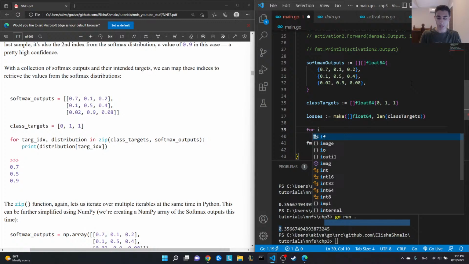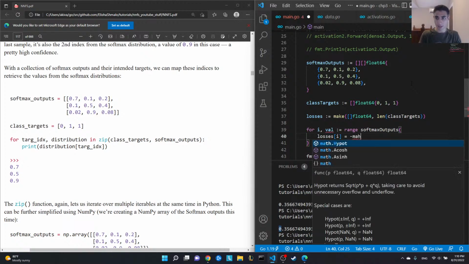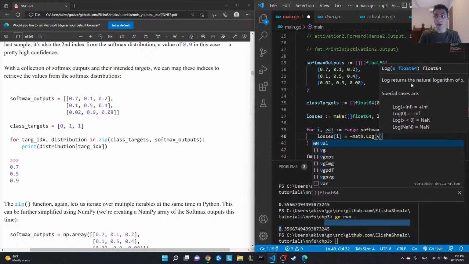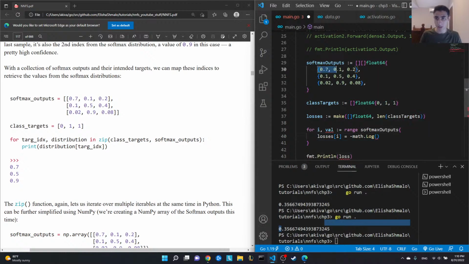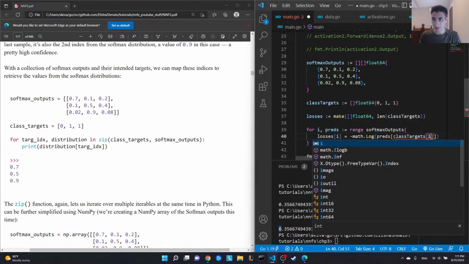And let's say for i, val := range softmax outputs. So we're going to loop through softmax outputs. We'll say losses at index i equals the negative of math, and again you're going to have to import math, .Log of the value. No, sorry. Here, okay, so this is not value. Each one of these will be a list, a slice. So let's call these preds, like predictions, preds. So preds at the index. Which one should this be? Well, this should be class targets at index i. Class targets at index i. And this is a float, so this needs to be converted to an int.